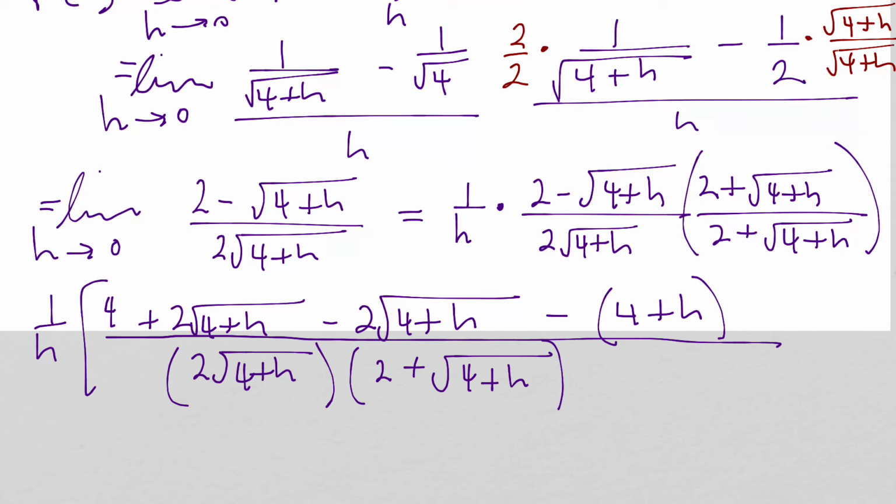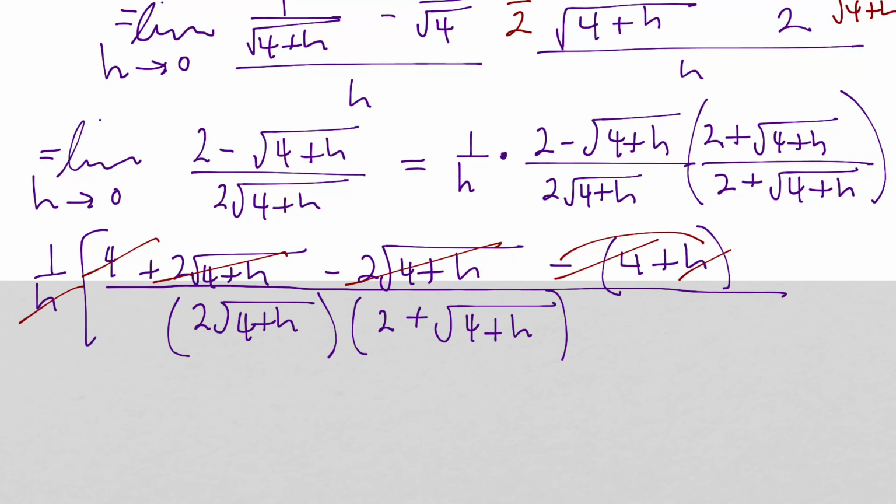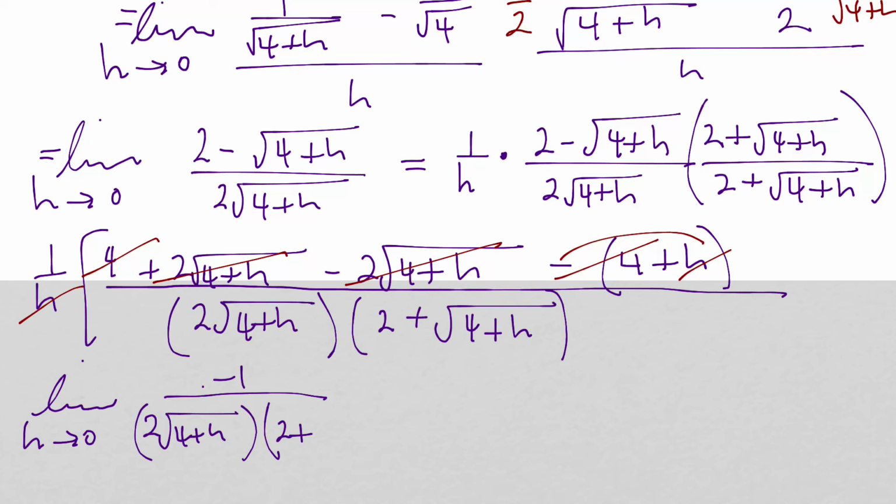Okay, so I do know that these are going to cancel here. So I've got 4 and I've got minus 4, and this allows the h to cancel, but I've got a minus 1 left on the top. So what I'm left with now is the limit as h approaches 0 of minus 1 divided by 2 times the square root of 4 plus h times 2 plus the square root of 4 plus h. And that I can evaluate at 0. So I can just substitute 0 in for h.